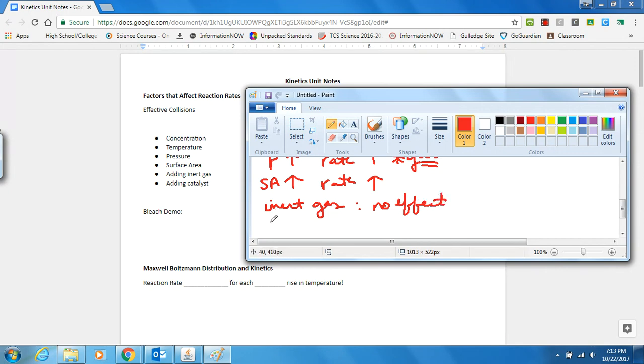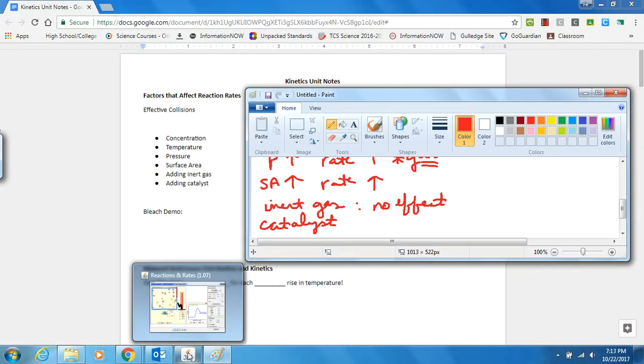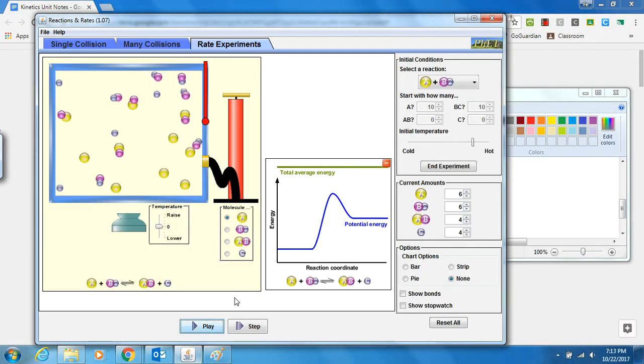The last thing is adding a catalyst. So what does a catalyst do? Well, if you remember from our thermochem unit, what a catalyst does is lower the activation energy. So I want to refer to this simulation here. A catalyst lowers this activation energy. So instead of my activation energy having to go all the way up that hill, maybe it just goes here, and then I can convert to my products. So this would be my pathway now.